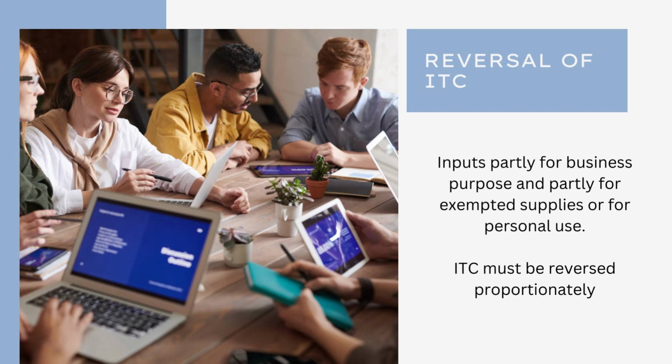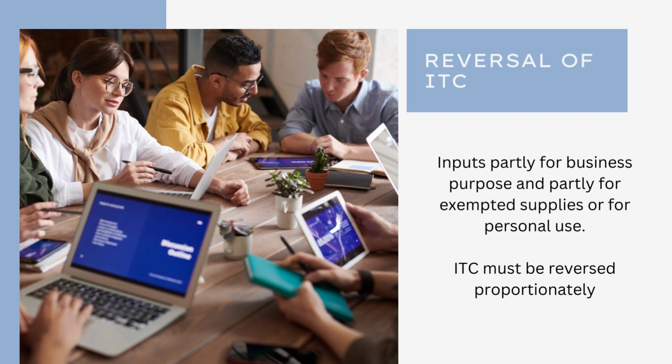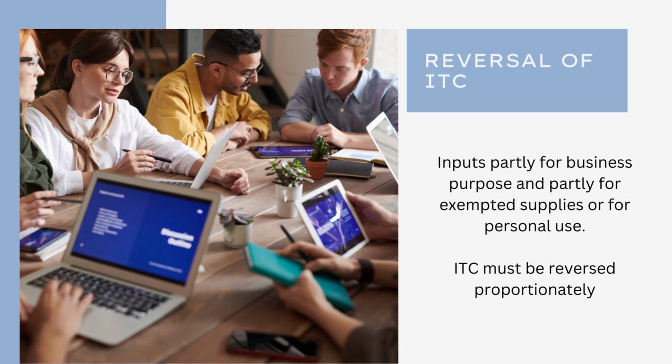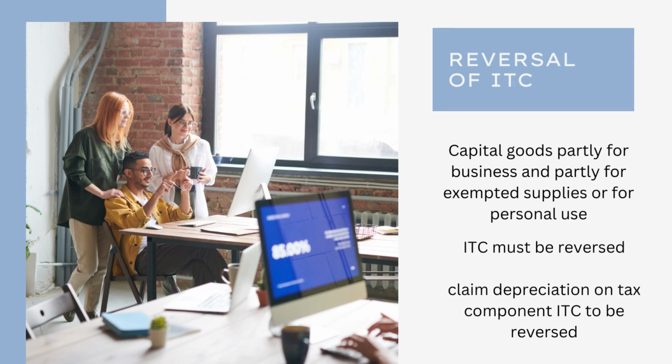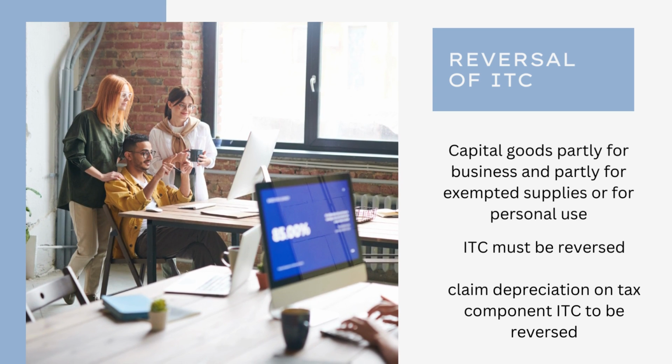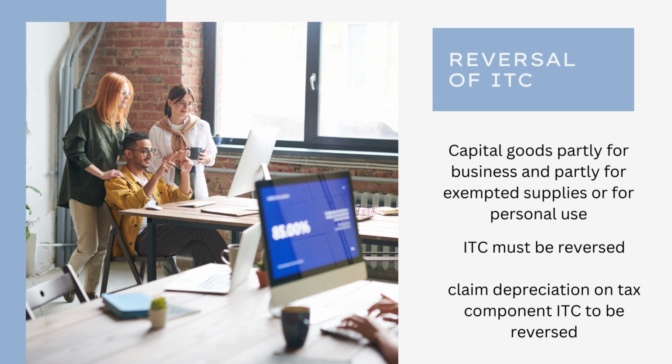Inputs partly for business purpose and partly for exempted supplies or for personal use: ITC must be reversed proportionately. Capital goods partly for business and partly for exempted supplies or for personal use: ITC must be reversed. Claim depreciation on tax component: ITC to be reversed.